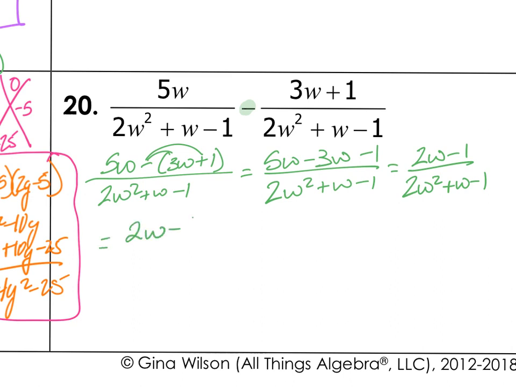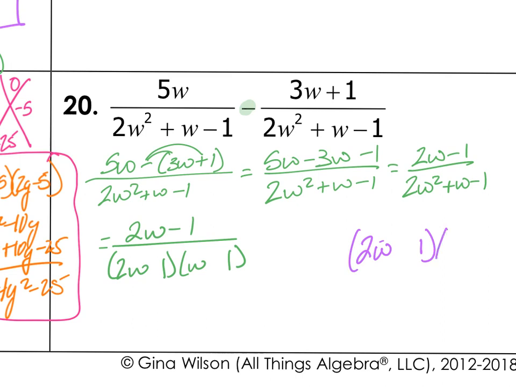So I've got 2w minus 1 all over. What two numbers multiply to be 2? Well, 2w and w. And what two numbers multiply to be 1? Well, 1 and 1. Again, we have to decide which one is going to be plus and which one minus. So I'll do the same thing I just did: 2w and 1, and w and 1, and multiply it out. 2w times w is 2w squared, 2w times 1 is 2w, 1 times w is w, and 1 times 1 is 1.